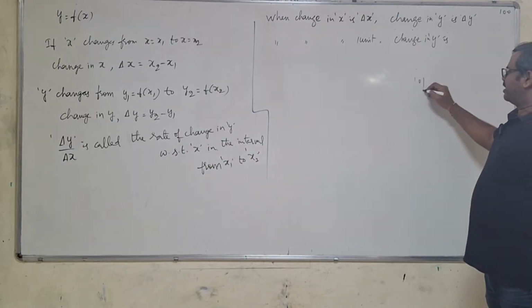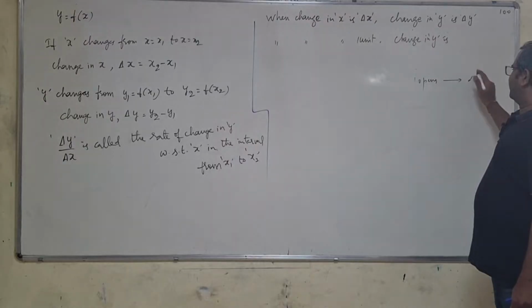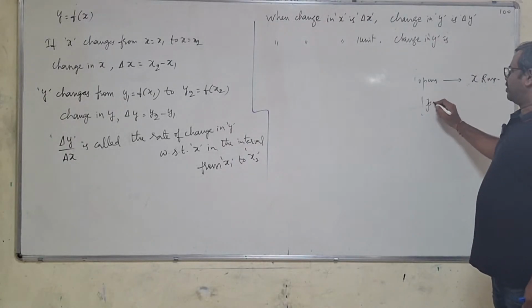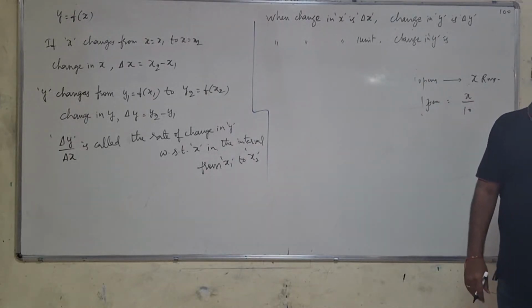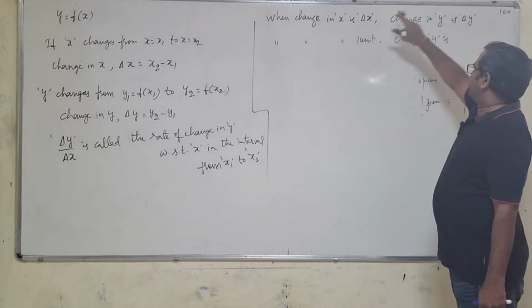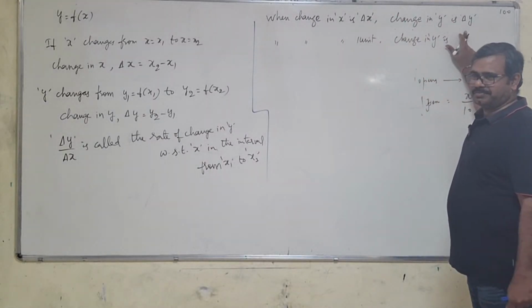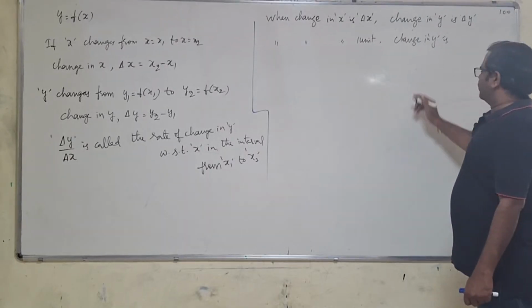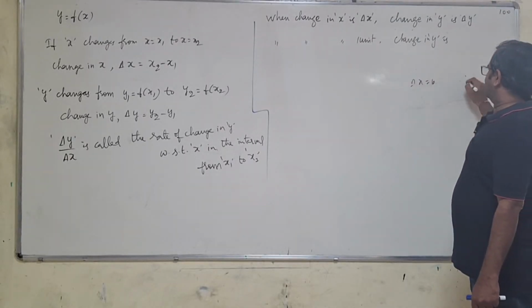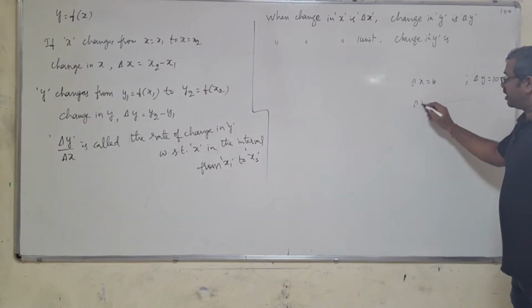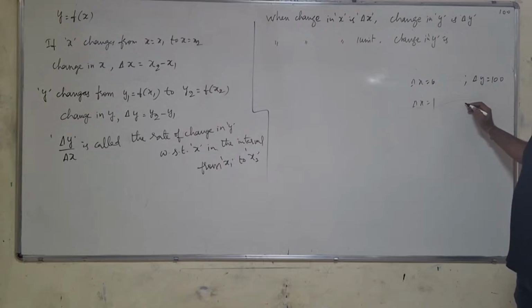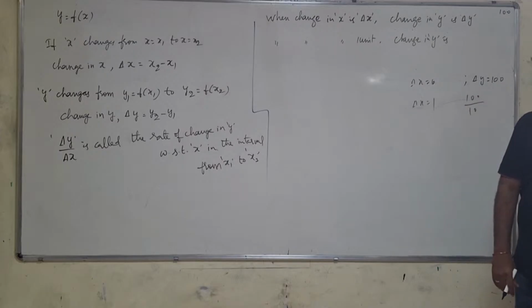Again, 10 pens cost x rupees. 1 pen costs how much? X by 10, isn't it? When change in x is delta x, y changes by delta y. When change in x is 10 units, change in y is 100 units. When change in x is 1 unit, what is the change in y equal to? Can I say 100 by 10? You understand what I'm saying?